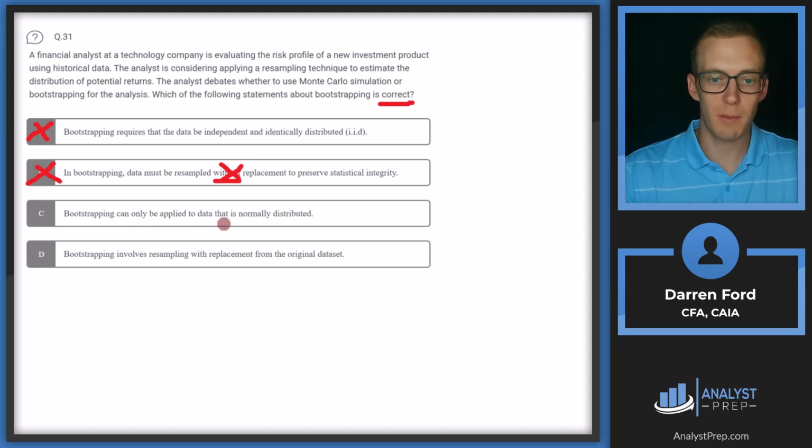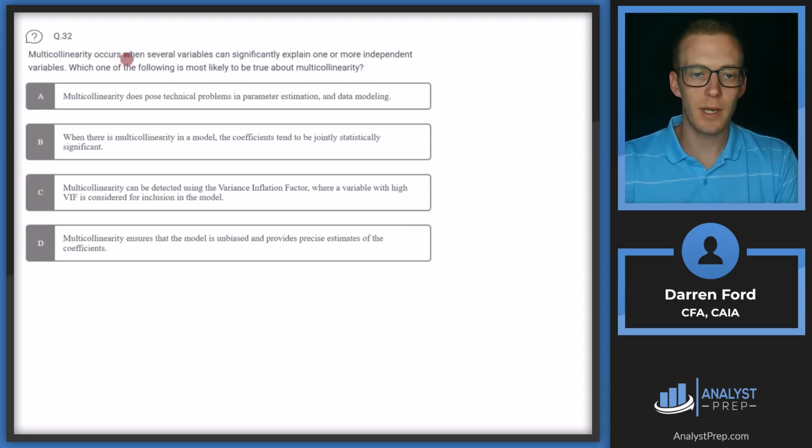C, bootstrapping can only be applied to data that is normally distributed. We can rule that out as well. This is actually a big advantage of bootstrapping, that it can be applied to different types of distributions. It doesn't need to be normally distributed. So that leaves us with D. Bootstrapping involves resampling with replacement from the original data set. So just like we said in B, it does involve with replacement. Answer D.